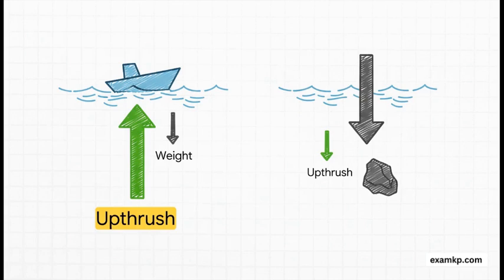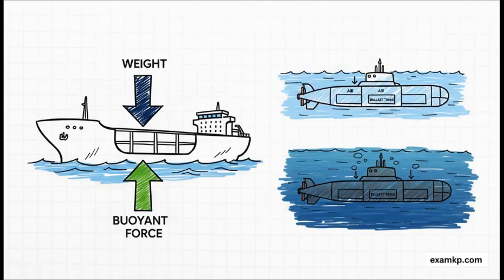And you can see this principle everywhere in the real world. A ship floats because its massive hollow shape pushes aside a huge amount of water. That creates enough buoyant force to hold up all that weight. And submarines, they are masters of this. They use special ballast tanks to change their density, letting them dive or surface whenever they want.